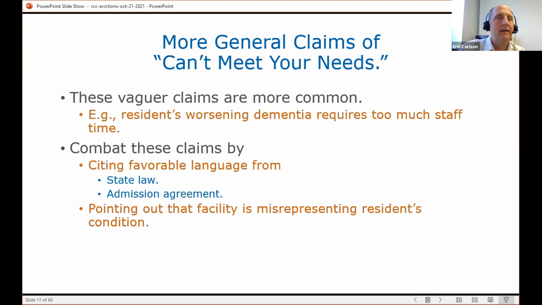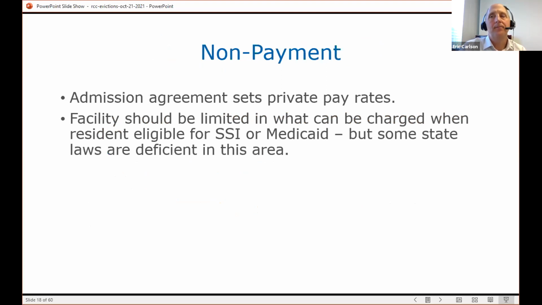And here there may be some Americans with Disabilities Act relevant arguments as well, talking about a general obligation to accommodate a resident's needs, rather than the facility just throwing up its hands and saying, well, there's nothing we can do. Instead, point out that, in fact, there is something you can do. You can do this, that, and the other thing. And that's the kind of accommodation that the ADA arguably requires in situations like this. Next slide, please.